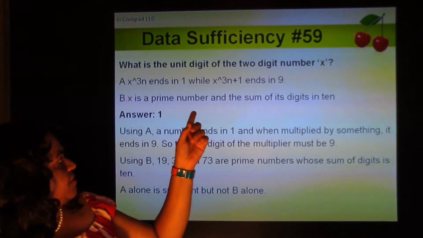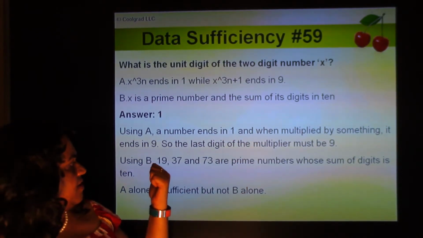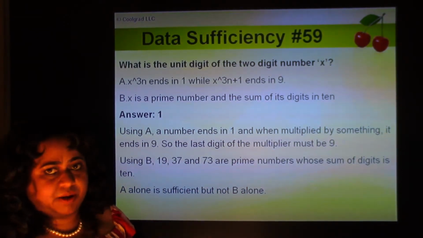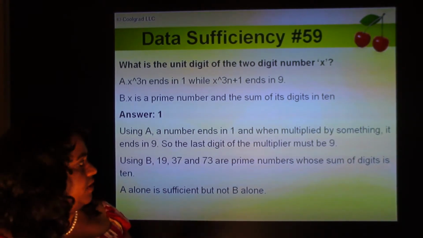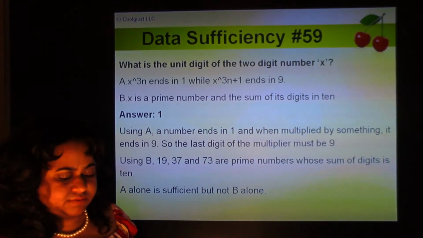So how many two-digit prime numbers are there whose sum of digits is 10? 19, 37, 73. So using B alone, we can have three different options. So A alone is sufficient, but B alone is not sufficient. So we pick option 1.